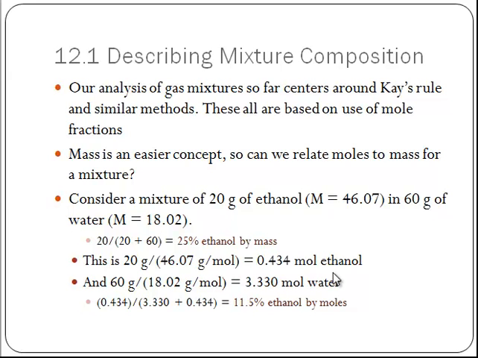So in the case of the ethanol, I have 0.4 moles of ethanol. In the case of the water, I have 3.3 moles of the water, meaning I have 3.7 moles total. 0.4 divided by the 3.7 means it's 11.5% ethanol by mole. So we see that we're going to get different values between the mole fraction and mass fraction. We were instructed in the previous chapter to use mole fractions. Let's see if we can get a little bit more comfortable with that, have a deeper understanding about how these things work.